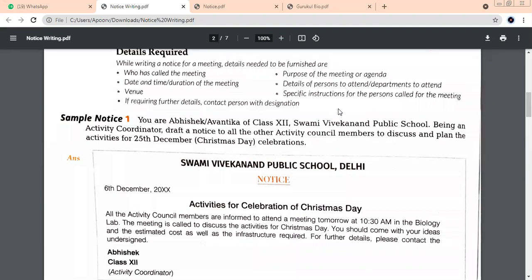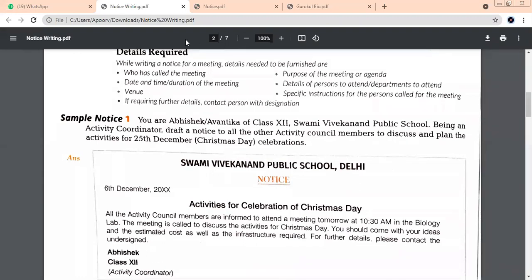Ma'am, that they should come with their ideas. Very good. And then contact person with designation. Who is the contact person? Ma'am, activity coordinator. Abhishek. Yes, contact person is Abhishek. His designation is activity coordinator.